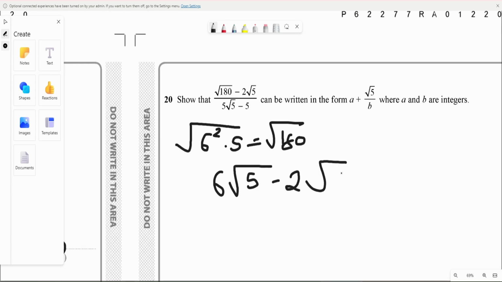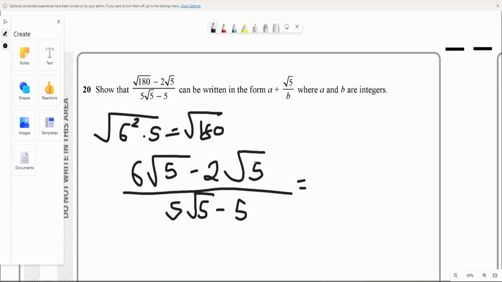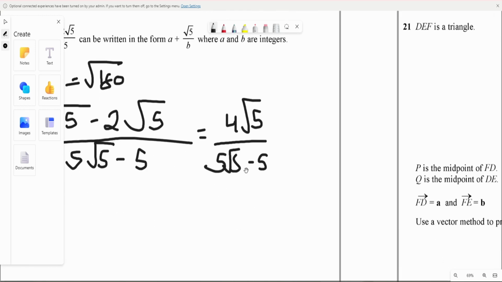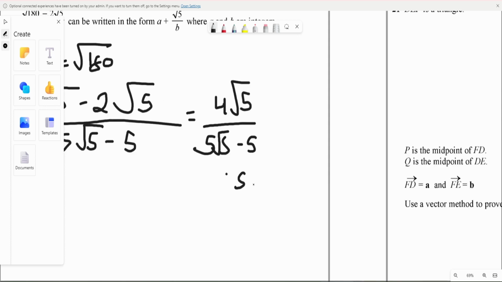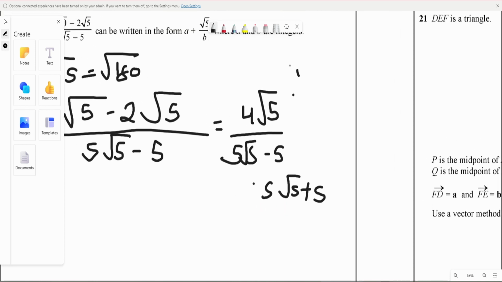Now put this all together. It's minus 2 square root of 5, divided by 5 square root of 5 minus 5. We have the same numbers inside the roots, so we can just take away these two numbers. We're going to get 4 square root of 5 divided by 5 square root of 5 minus 5. Now we want to get rid of the roots, right? We just want numbers on the bottom. So we're going to times both sides by 5 square root of 5 plus 5.